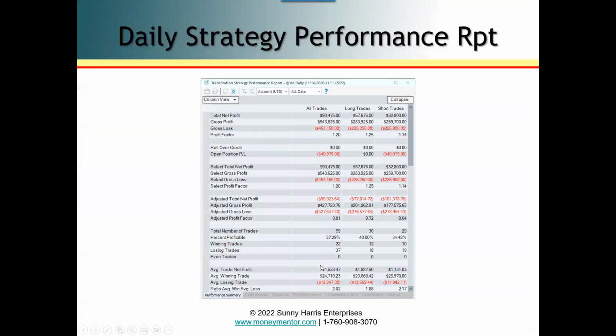Here's the strategy performance report for that one. Of course, this is hypothetical. This is the system measured against 2 years of data. So $90,000 in 2 years ain't half bad.